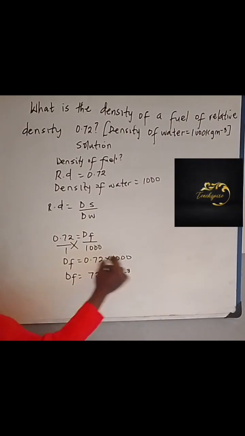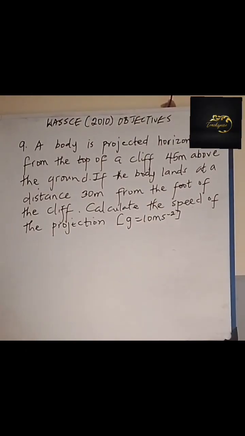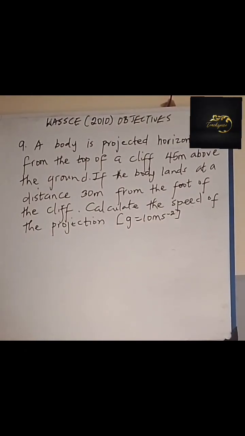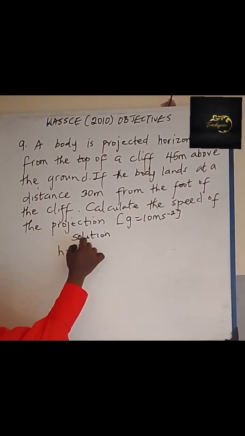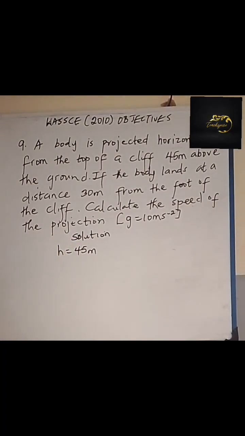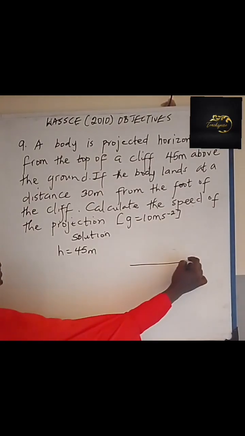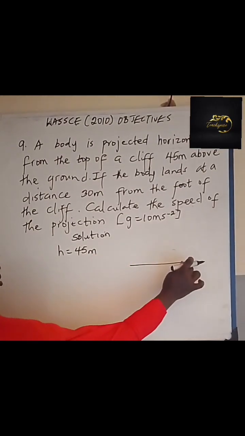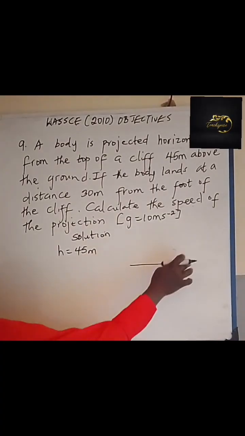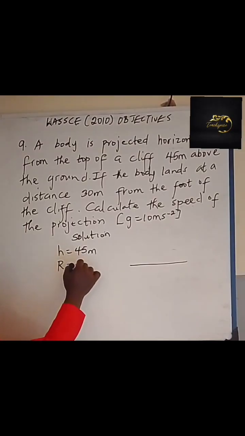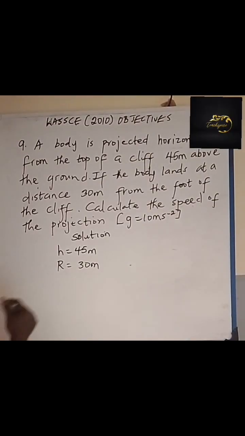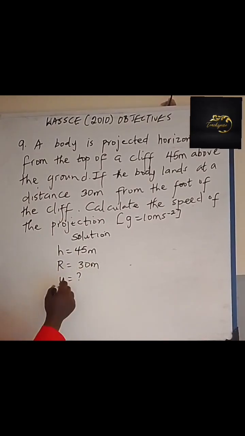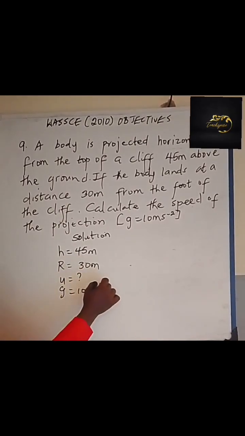A body is projected horizontally from the top of a cliff 45 meters above the ground. So we are given the height, which is 45 meters above the ground. If the body lands at a distance 30 meters from the foot of the cliff, the distance between the point of projection and where it lands is the range. So we are given the range to be 30 meters. Calculate the speed of projection. So we're asked to find u, and we're given g to be equal to 10 meters per second square.